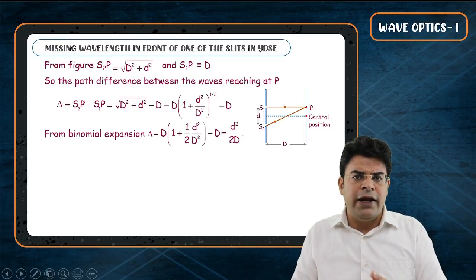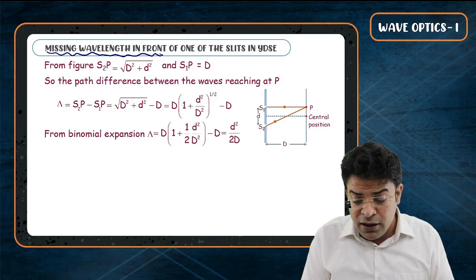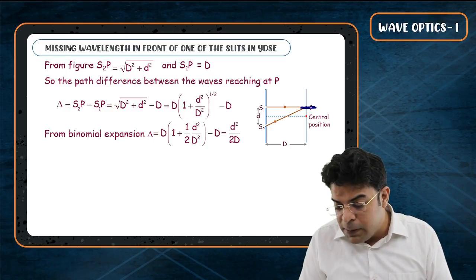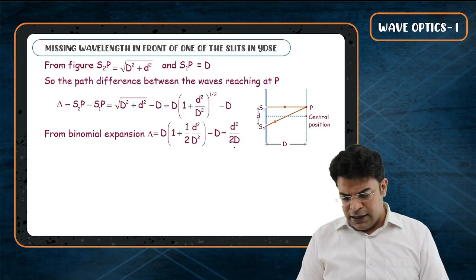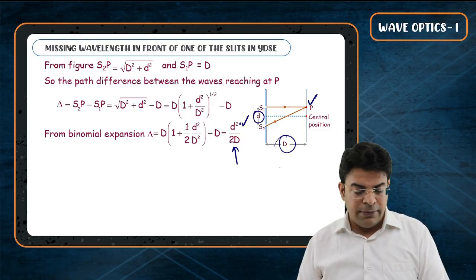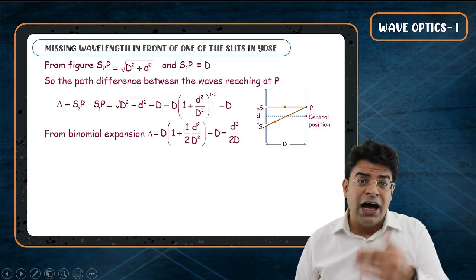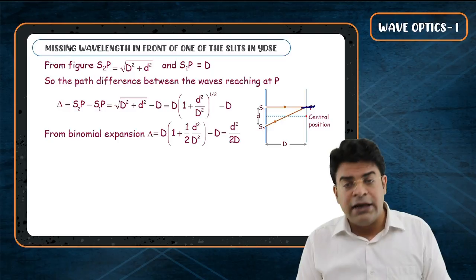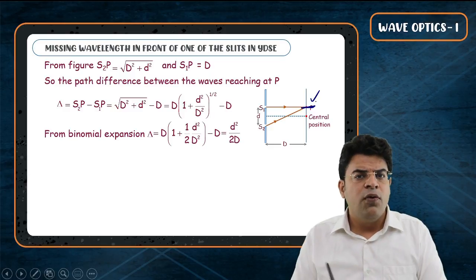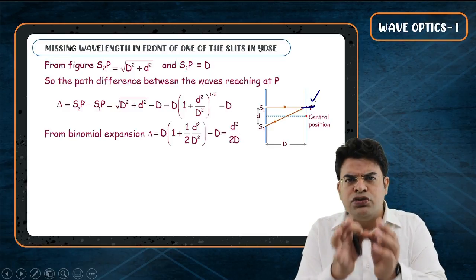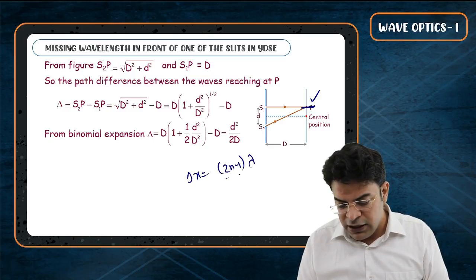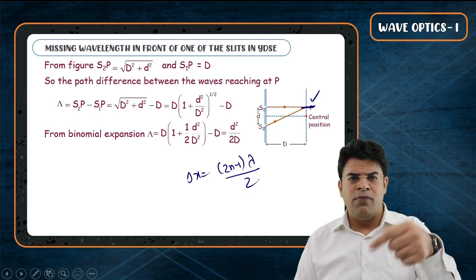What are we trying to find? We are trying to find the missing wavelength in front of one of the slits in YDSE. So we wish to find which particular wavelength will be missing from here. We know that the path difference at this point is d square by 2D, given that small d is less than capital D. Now how to find which wavelengths are missing? The wavelengths that will be missing will be the ones for which at this point P destructive interference takes place. For perfectly destructive interference to take place, the condition is the path difference should be equal to 2n minus 1 into lambda by 2, where you start n from 1.